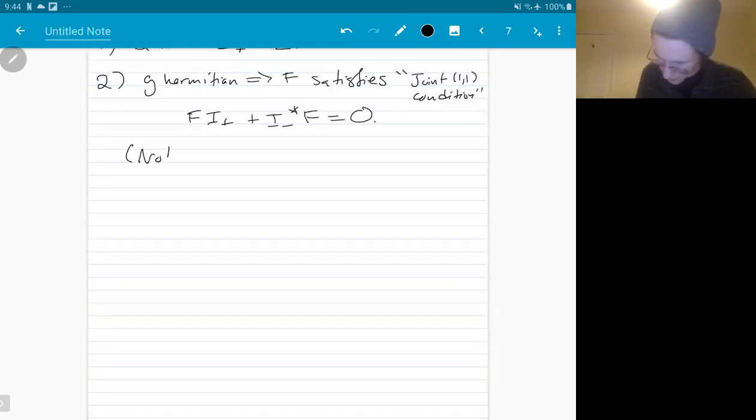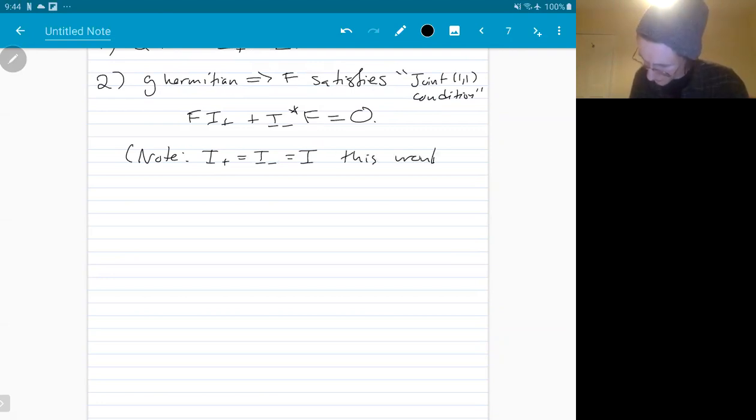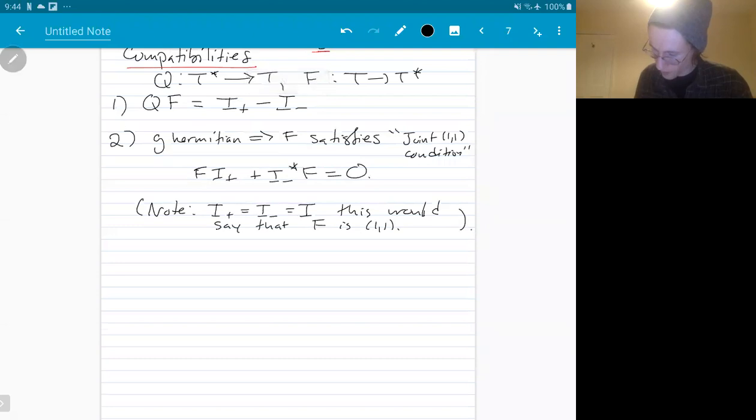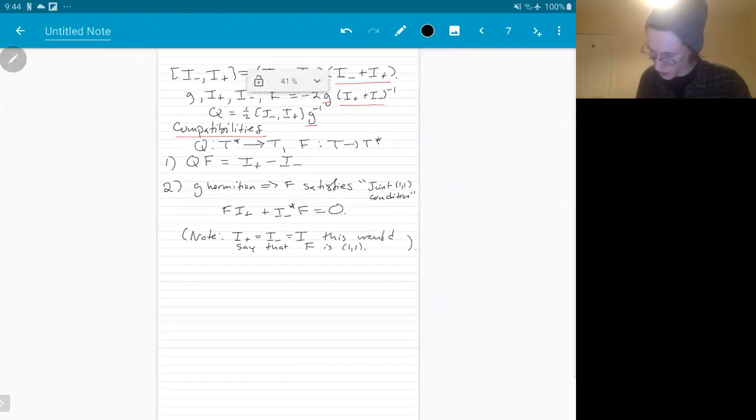So, if I plus would be equal to I minus, which would just be a single complex structure like we have in the Kähler case, then this would say that F is a 1-1 form, which is, in the Kähler case, F would just be the Kähler form, which is 1-1. But when we're in a generalized Kähler structure, F satisfies this slightly different condition, which is like the 1-1 condition, but it involves both of the complex structures.